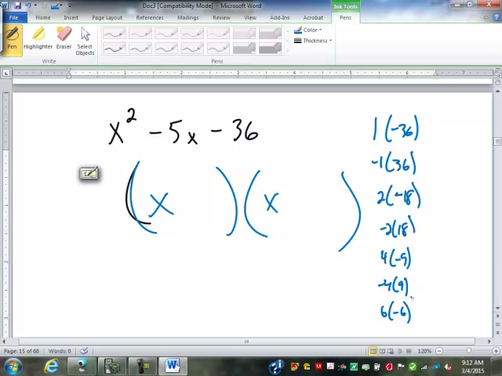We can rule out the 6 and the negative 6 right away because they're going to add up to 0. That would be bad. 4 and negative 9. Let's see what happens there.